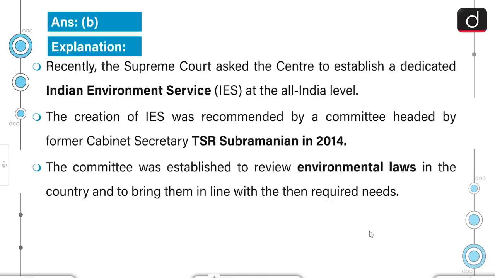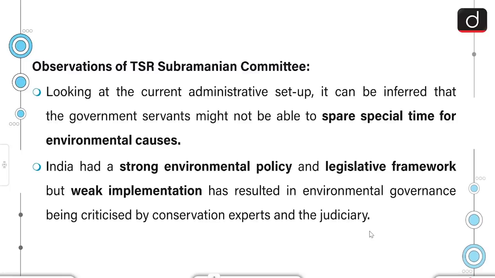Recently, the Supreme Court asked the center to establish a dedicated IES, that is Indian Environment Service, at all India level. The creation of it was recommended by a committee headed by the former Cabinet Secretary T.S.R. Subramanian in 2014. The committee was established to review environmental laws in the country and to bring them in line with the then required needs. Looking at the current administrative setup, it can be inferred that the government servants might not be able to spare special time for environmental causes.